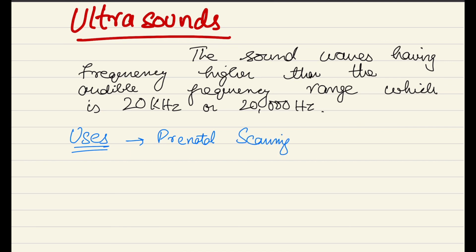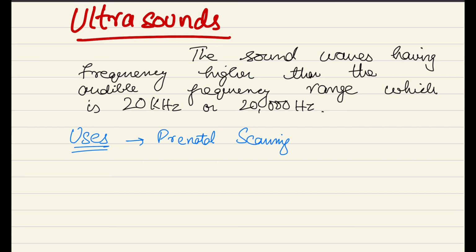Ultrasound waves are used to scan the baby in the womb of a mother. You send some ultrasound waves, and those sound waves are reflected from the baby, and they are detected at basically a transducer of the ultrasound. In this way you can scan the baby and know the medical condition of a baby in the womb of a mother. So that's the first and most common use of ultrasound waves.